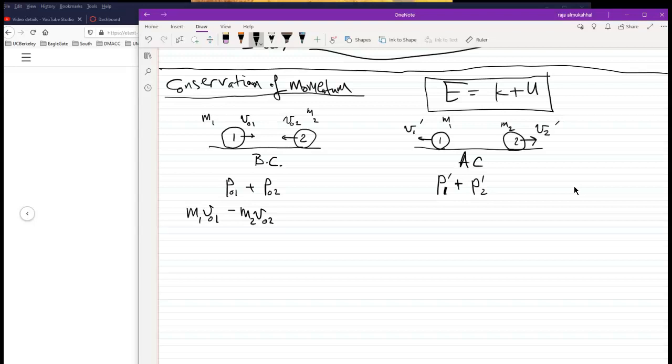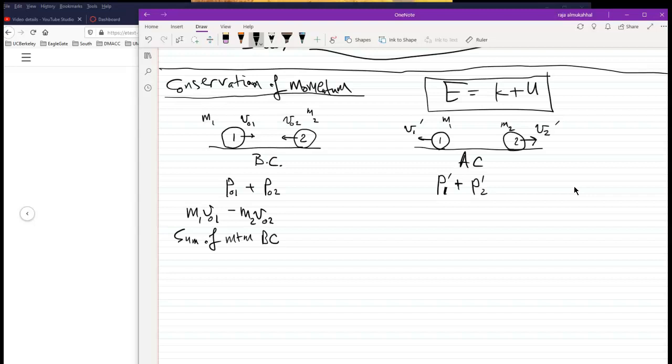Got it so far, guys? Okay, so we have basically the sum of the momenta. Remember, these are vectors, so we have to take care of the minus and plus signs. So there we go. This is the sum of the momenta before collision, BC.